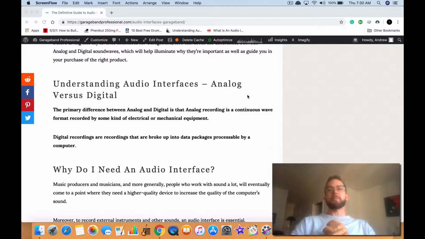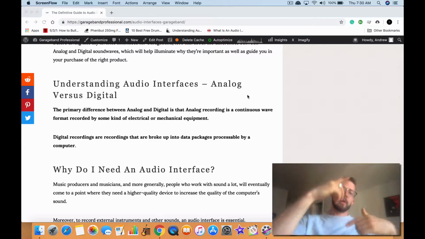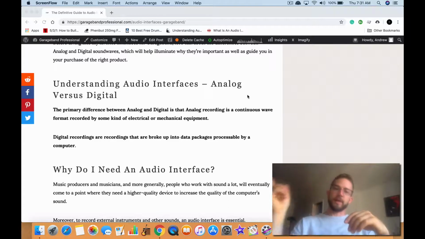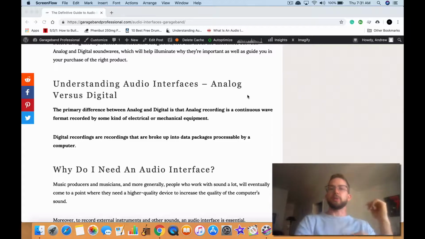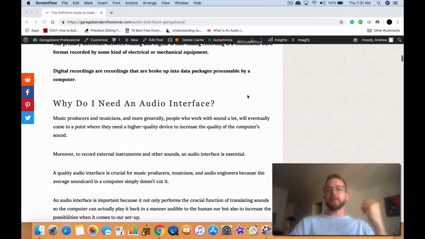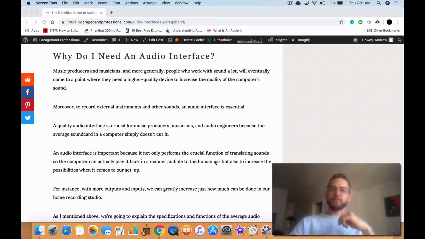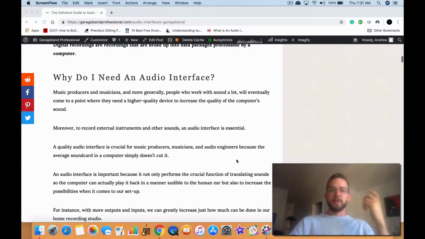So using the example of a tape recorder, you hit record on the tape and this tape just goes around and around and around and it picks up all the sound. Whereas a digital recording breaks up everything into these little data packages at this micro level. And that's basically the difference between the two. Analog is a continuous wave format, and digital is broken up into little chunks. At least that's what I think anyway. Some audio guy who's an expert in this stuff will probably eviscerate me over this, but whatever.